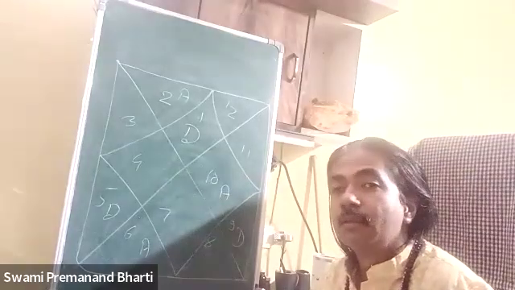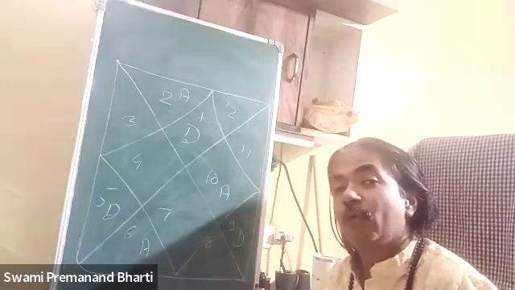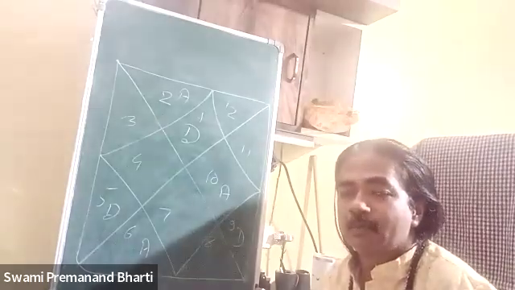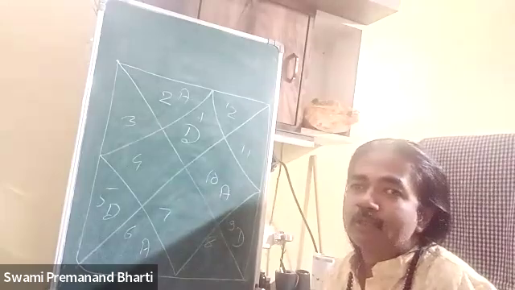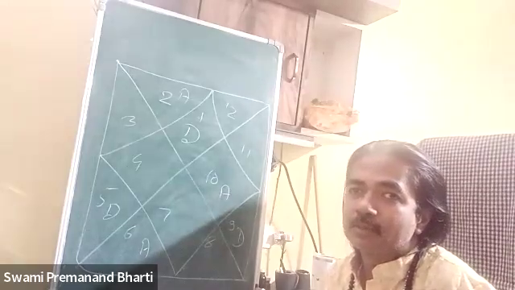So the house number four is not in the fourth category. Which category? We started with 1, 5, 9 and 3, 6, 10, 11, and then the last one, I think. No, the fourth house came as Kendra house, if you remember. Like first, fourth, seventh, tenth, Kendra houses.